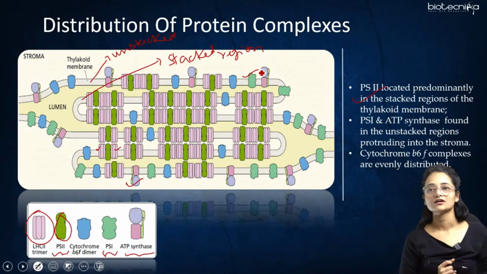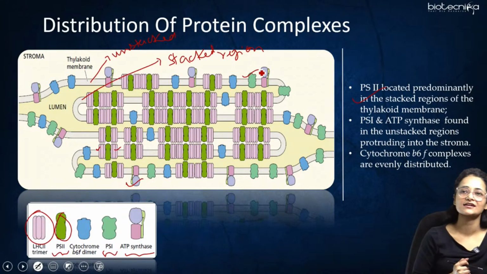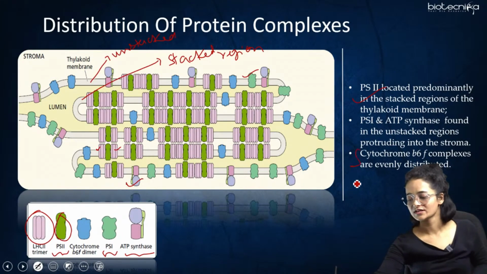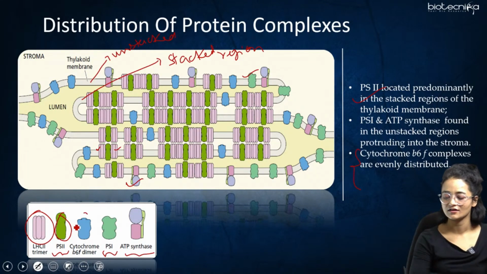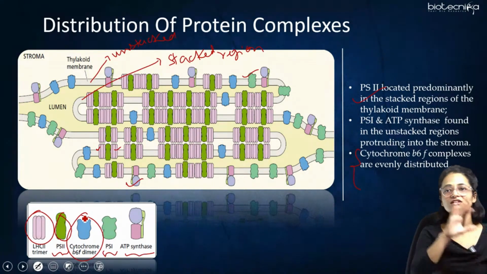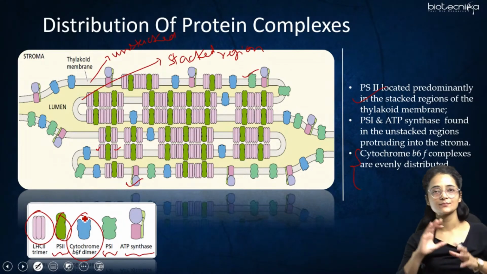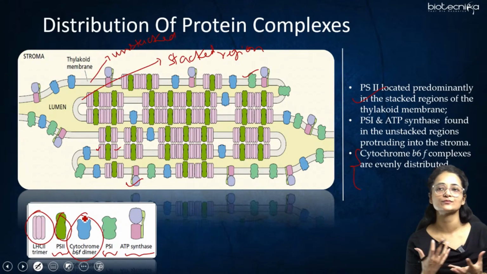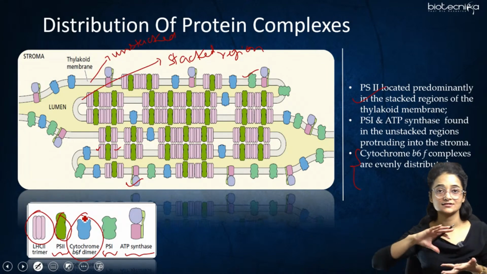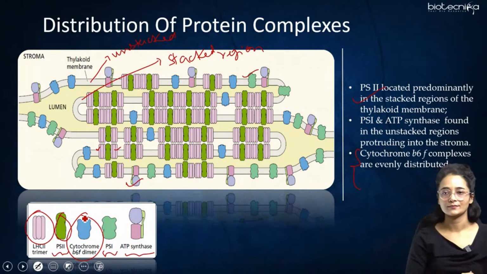Then comes the cytochrome b6f complexes, which are evenly distributed. Here we can see that the cytochrome b6f complex is evenly distributed throughout. It would be present in both the stacked and unstacked regions. So this is the basic overview of how the protein complexes are distributed in the thylakoid membrane, right?